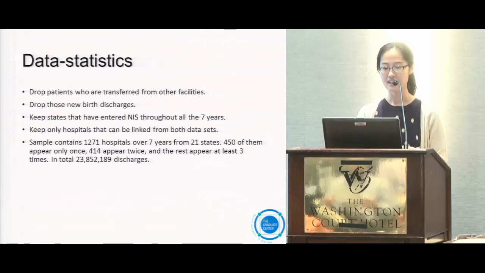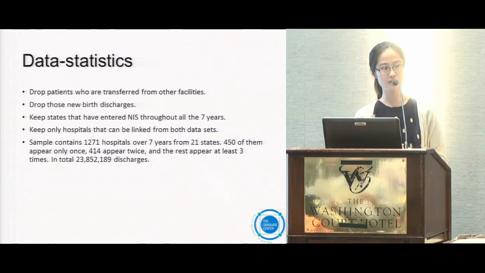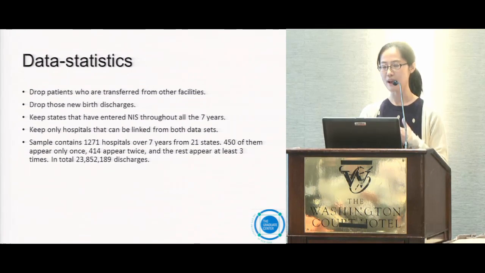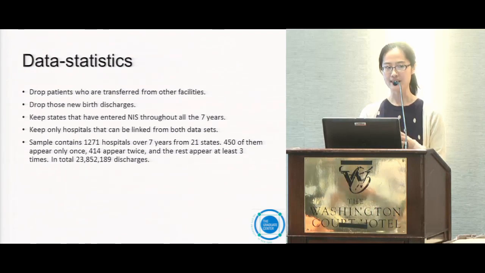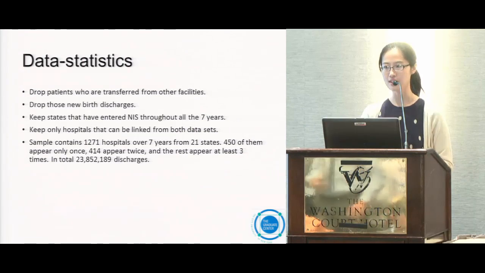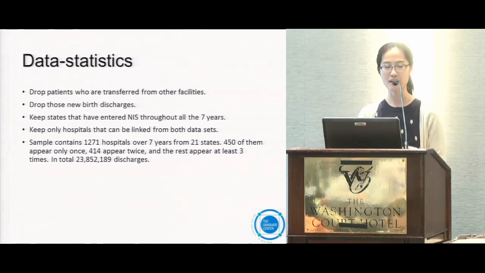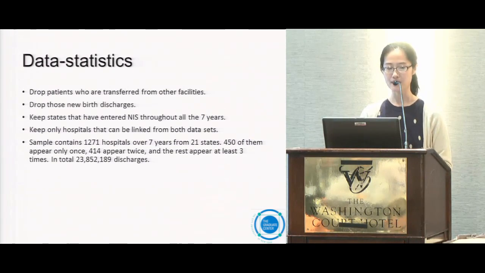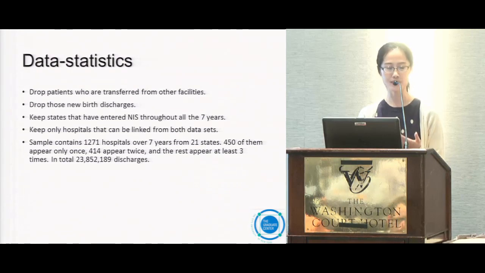A little bit more about the data set. I am dropping patients who are transferred from other hospitals, so I'm only looking at the patients who are originally admitted to the hospital. I drop those who are giving birth at the hospital, and only keep the hospitals that are linked between those two major sets, the HIMSS and the NIS set. My sample finally contains more than 1,200 hospitals over 7 years. A third of the hospitals appeared only once, because NIS is a repeated cross-section, it's not panel data. Another third appeared twice during the 7 years, and the rest appear three times or more. The final discharge-level observations number more than 23 million.